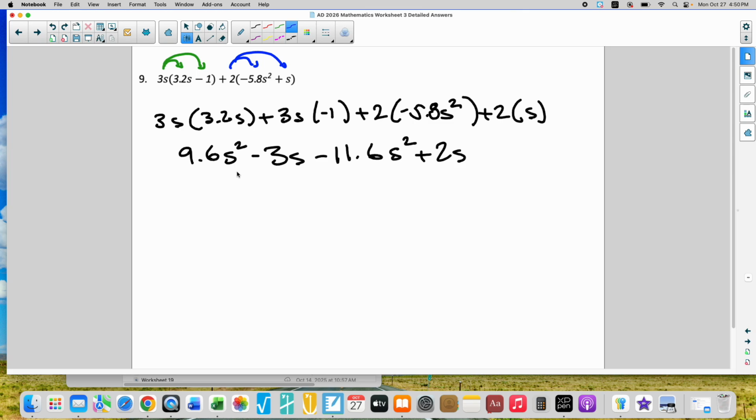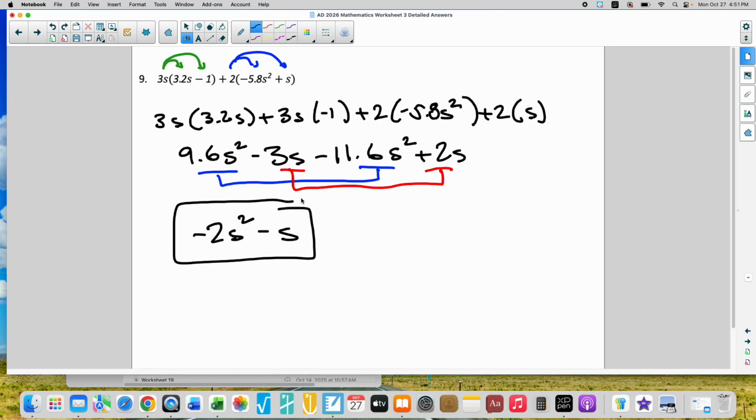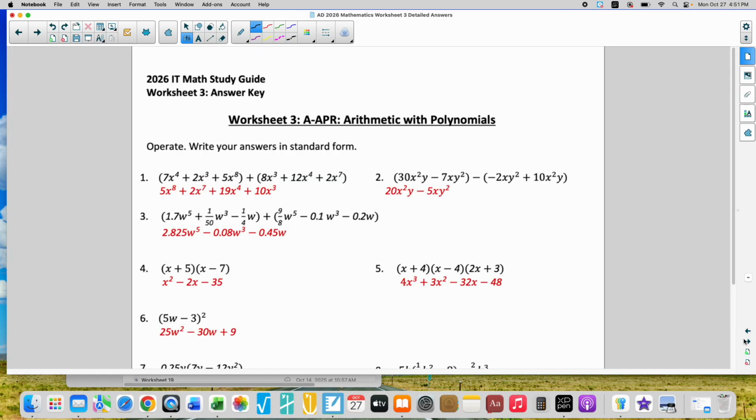Like bases or like terms and like terms. So 9.6s minus 11.6s gives us negative 2s squared. We have more negatives than positives, and minus s. It's in standard form, so we're good. That's it? Okay. Awesome. All right.